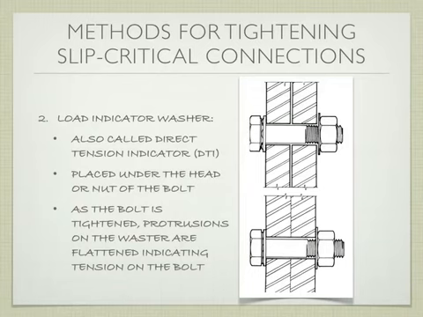Good, I have one. The load indicator washer has these tiny little bumps on it. You guys see that? I'll pass this around so you can actually hold on to it. What happens as you tighten the bolt is that the little bumps on the washer flatten out and squish down. And when they're squished down, you know that it's achieved its desired tension.